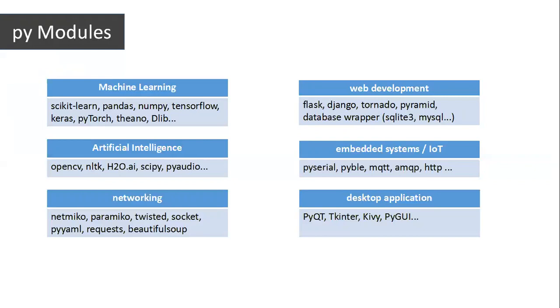And then in embedded systems or IoT, you have PySerial, you have PyBLE for Bluetooth Low Energy, MQTT, AMQP, HTTP, etc. For networking, you can remotely SSH into a Linux device, a Cisco router, a Juniper router, etc. You have Twisted for different purposes. You have a socket programming library. You have PyYAML for parsing the YAML data format. You have Requests and Beautiful Soup in order to web scrape from online. And then in desktop applications, you have PyQt, Tkinter, Kivy, and so on.